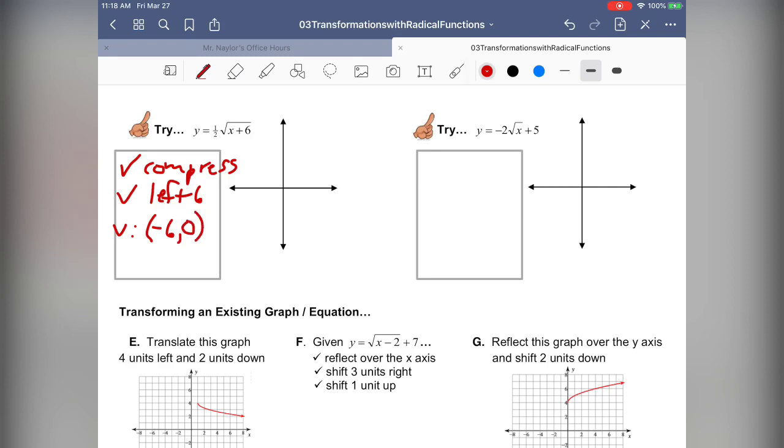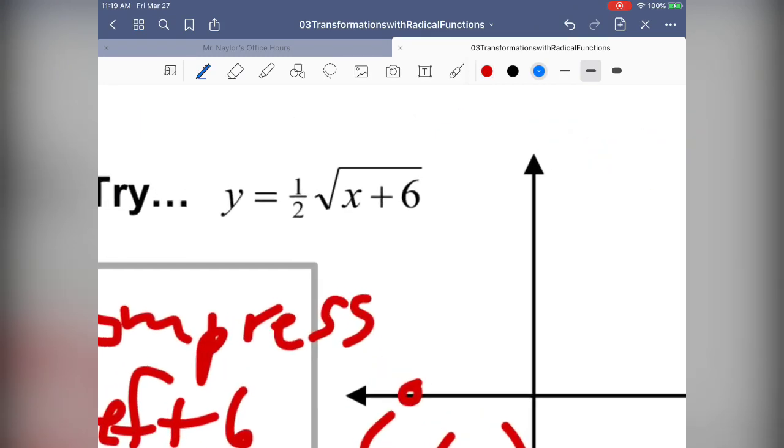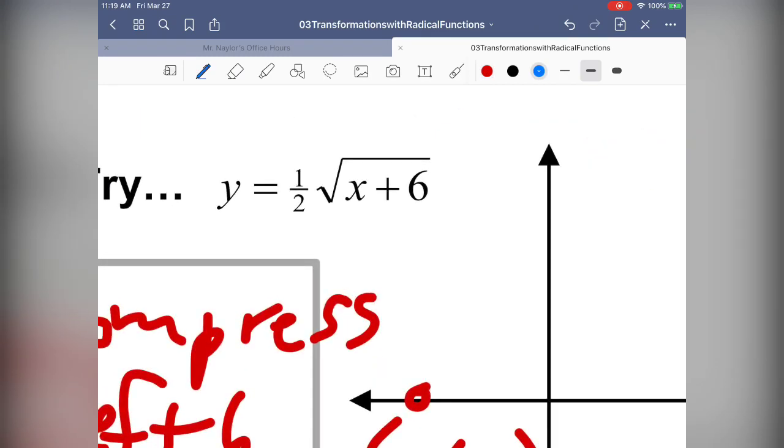There is no vertical shift. So I'm going to stay at 0. So we have -6, the point -6, 0 plotted. How about finding another point? There's lots of perfect numbers out there. If you plug in the number 3, that's going to give you a perfect 9. That's nice because the square root of 9 is easy to do.